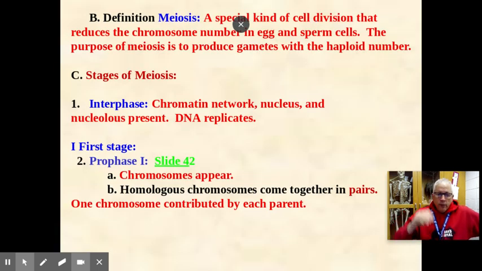Meiosis, by definition, is a special kind of cell division that reduces the chromosome number in egg and sperm cells. The purpose of meiosis is to produce these gametes that have that haploid number, half the number you start with. The reason for that, remember, is so that when the egg and sperm come together, I get the right number in the final tally when we're done.